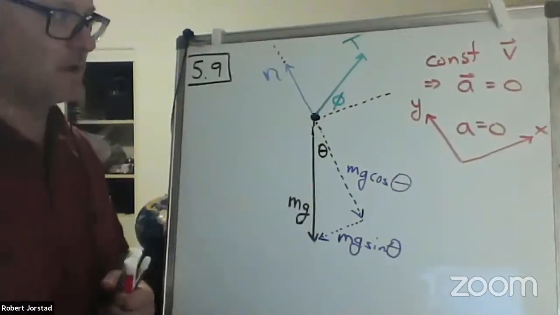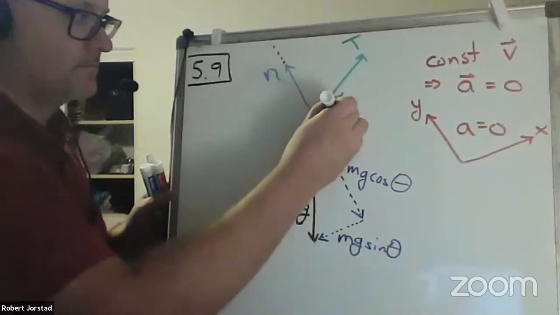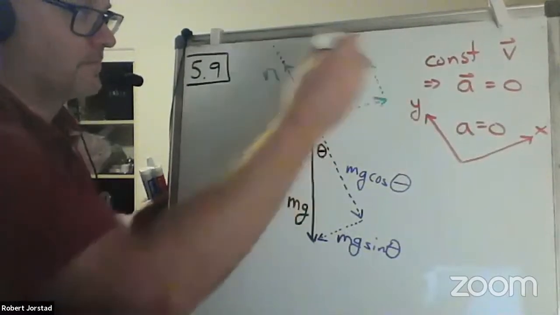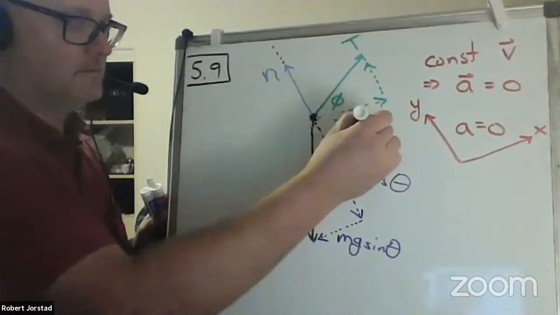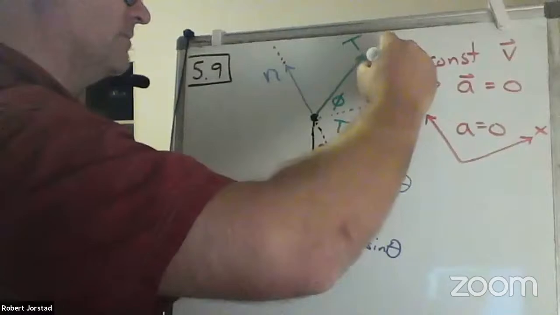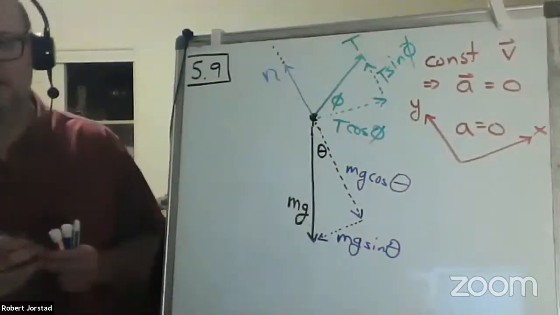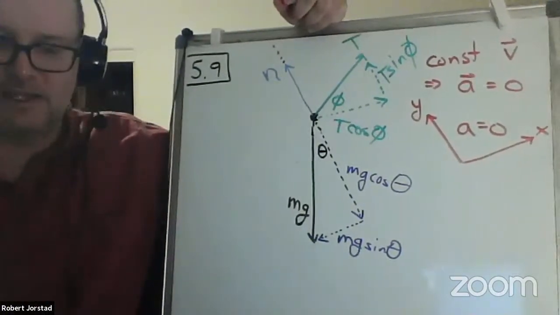Oh shoot, I forgot to split up tension. And so this side would be T adjacent, cosine phi. This side would be T sine phi. I'm going to pause. Any questions? That was a lot of stuff.